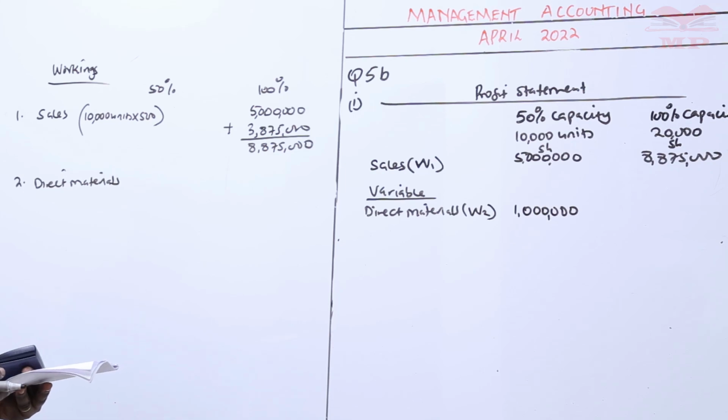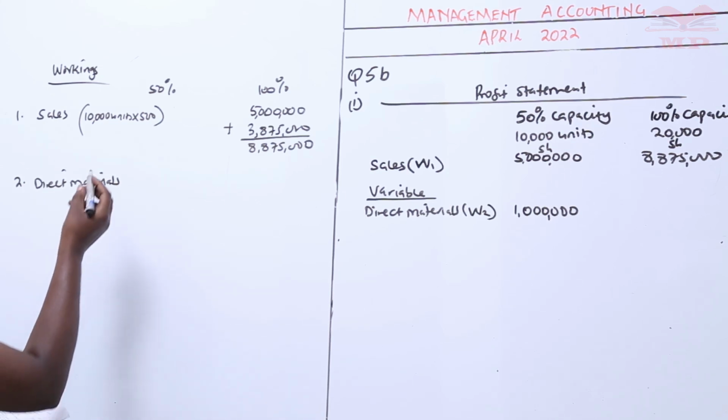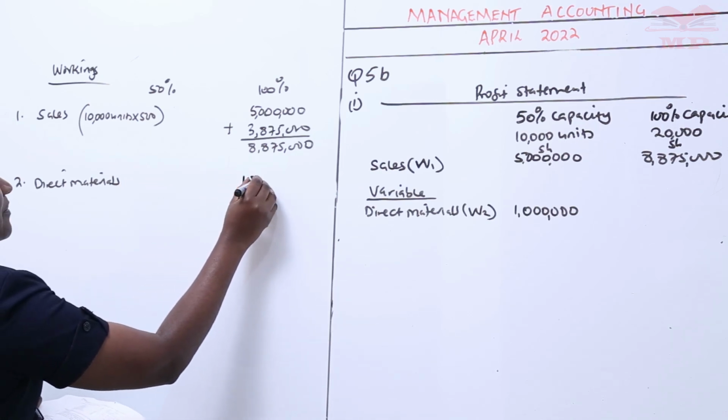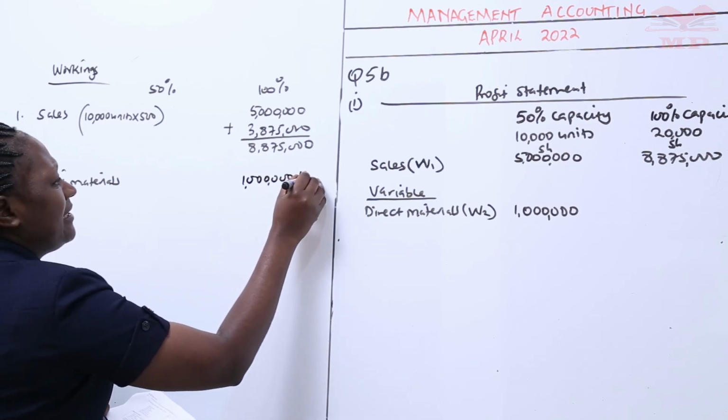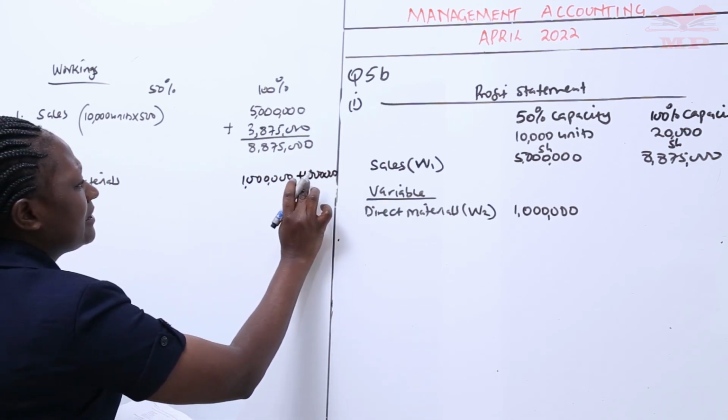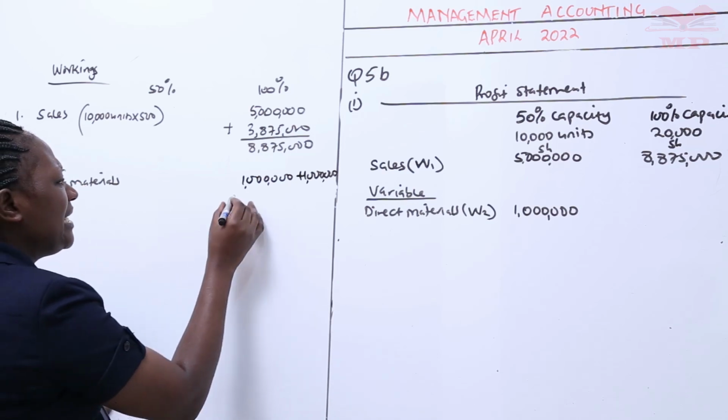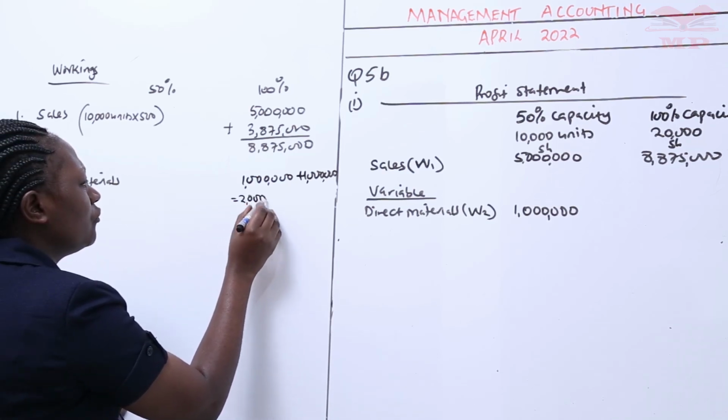We are told that the increased volume of purchases will reduce the material price by 2.5%. So we will reduce the price by 2.5 from 100. We remain with 97.5. So if 1 million is at 100%, 1 million represents 10,000 units, plus another 1 million representing the other 10,000. Meaning we will have a total of 2 million.